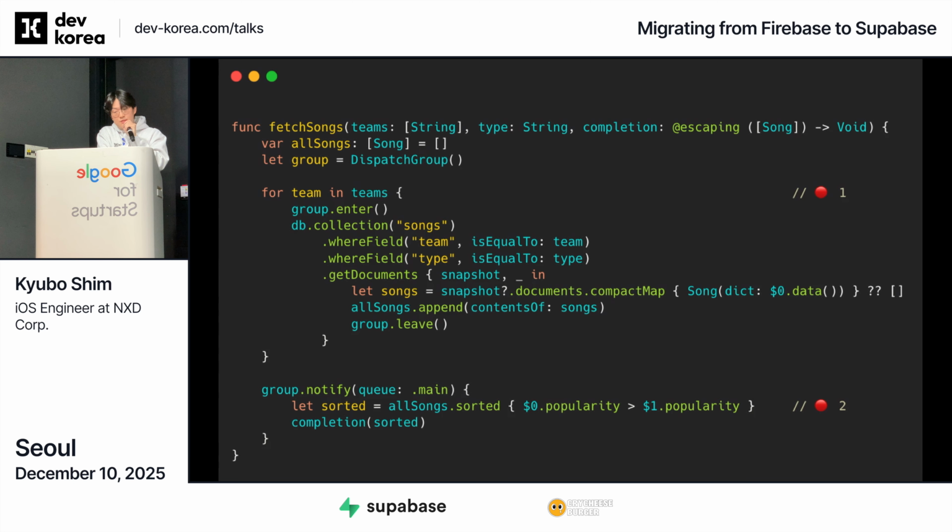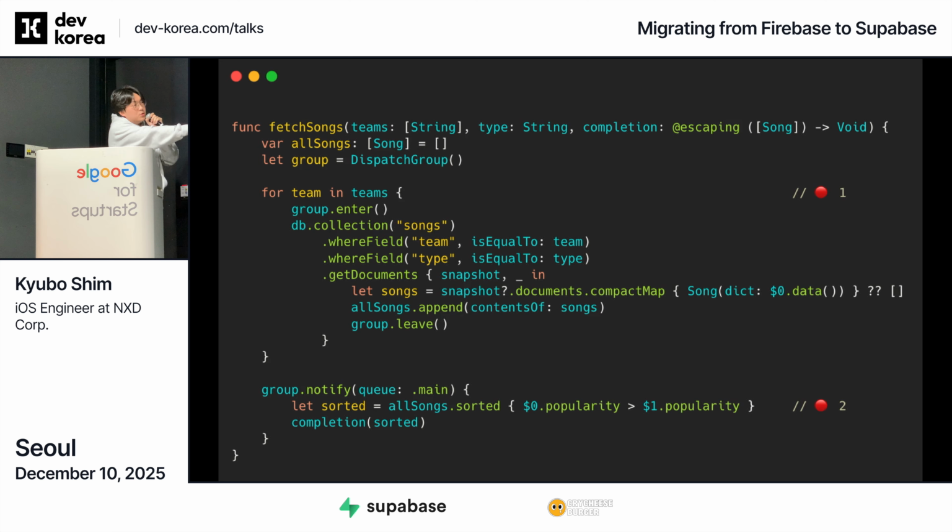Oh yeah, let's look at some code for this. This is the Swift code. As you can see, there's a red dot at number 1, near the loop. We're making a separate query for each team. If the user selects, like, 5 teams, that's 5 network calls.